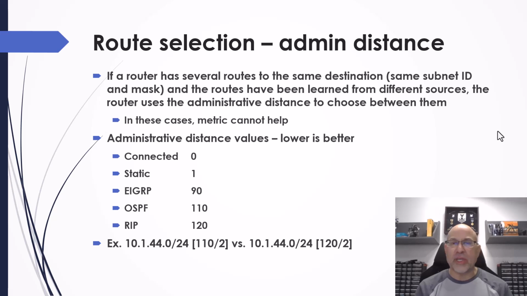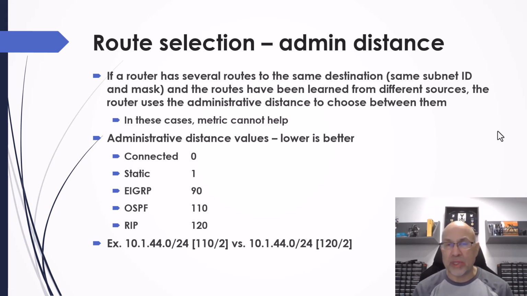And then some other examples that the chapter has: EIGRP is 90, OSPF is 110, RIP is 120. So if you were comparing routes between EIGRP and OSPF, you would take the EIGRP routes every single time, no matter what the metric was. And that's actually one of the questions. The same is true if you were comparing OSPF learned routes and RIP learned routes. You would take OSPF over RIP every single time.